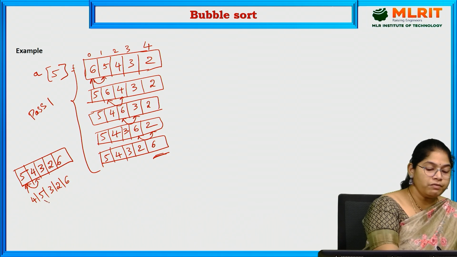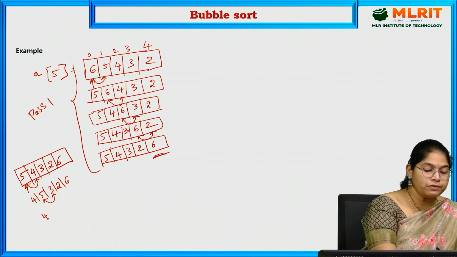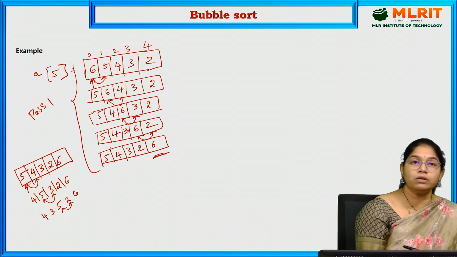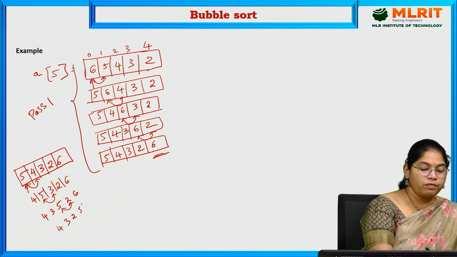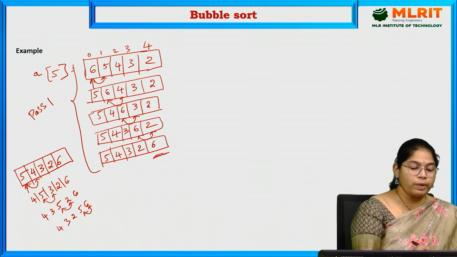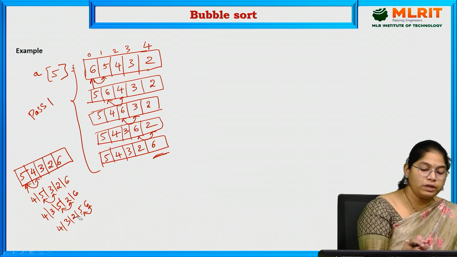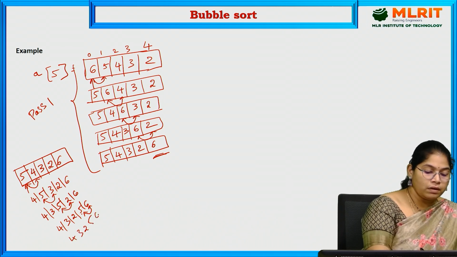Now we compare 5 with 3. They are in the wrong order. So after swapping it is 4, 3, 5, 2, 6. Again we compare 5 and 2. They are also not in the correct position, so we swap them. Now we compare 5 and 6. Is swapping needed? No. We swap only when an element is greater than the next element. So here no swapping is needed. Now the array is this.